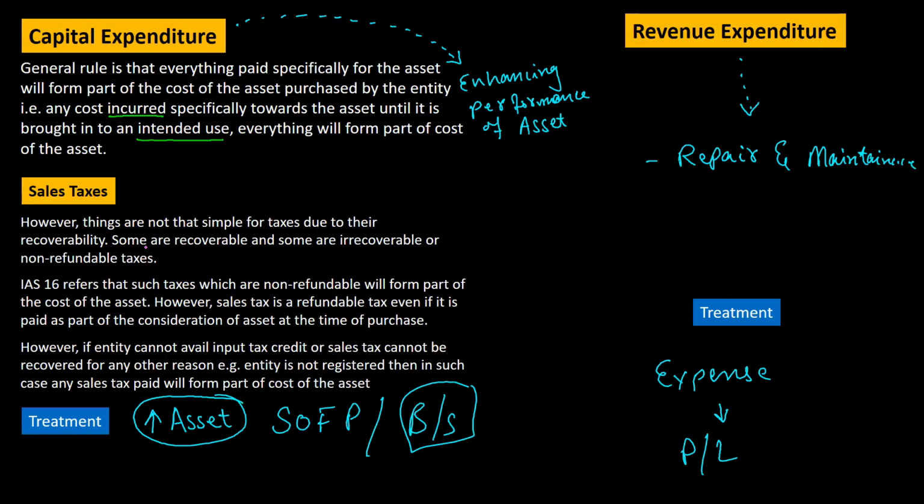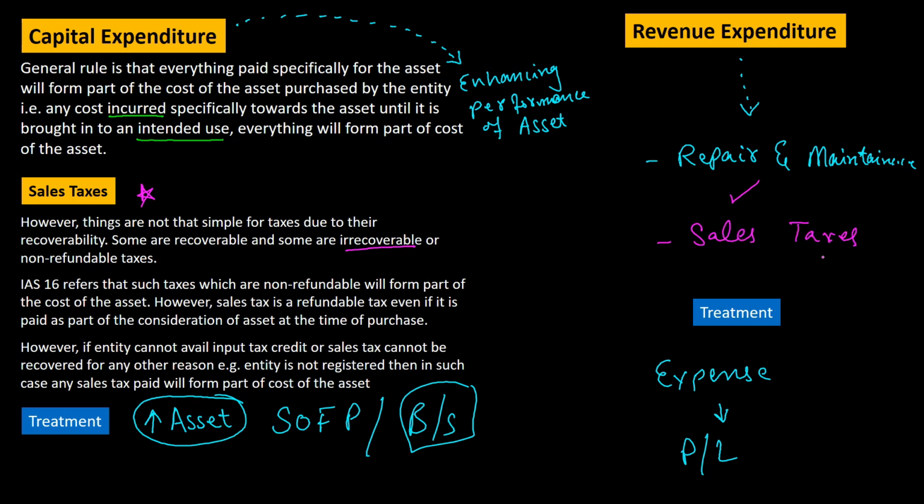Now before doing the next question, let's see how we should categorize sales taxes. Okay, the sales taxes should be categorized as revenue expenditure. But in case the sales taxes are irrecoverable from the tax department, then only in that case will they be capitalized. But normally we will always categorize the sales taxes as revenue expenditure.